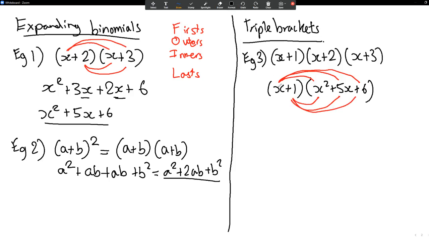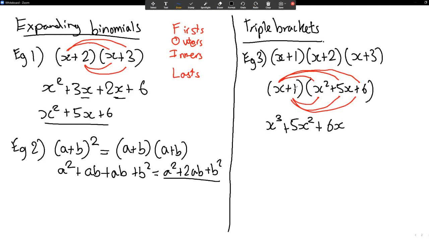So what we do is let's multiply x by each of these. So what you can think of it like is, imagine this 1 isn't here for now. We just have this x in front of this bracket. So let's multiply each term by x. So x squared times x is x cubed. 5x times x is 5x squared. And 6 times x is 6x.